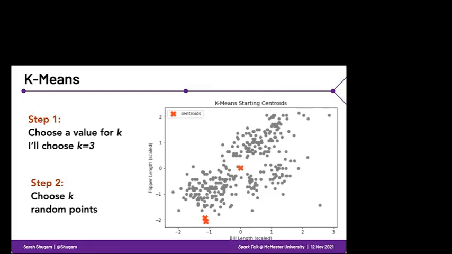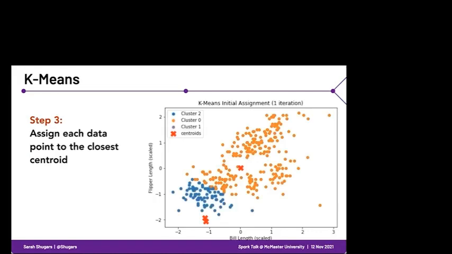You can see they're not very good descriptors of this data at all. They're just totally random. Two of them are practically on top of each other. It's kind of a mess. Once I do that, I then assign each data point to its closest centroid, which are these red X's.